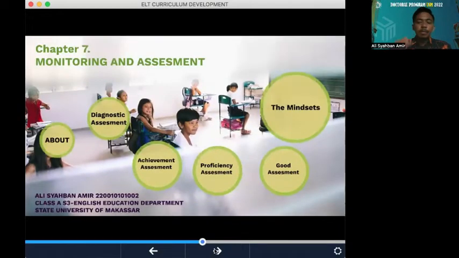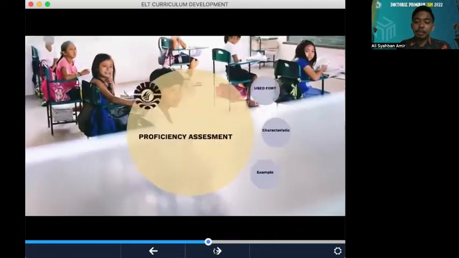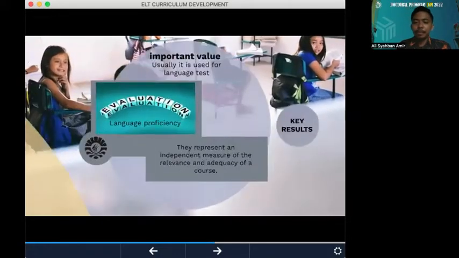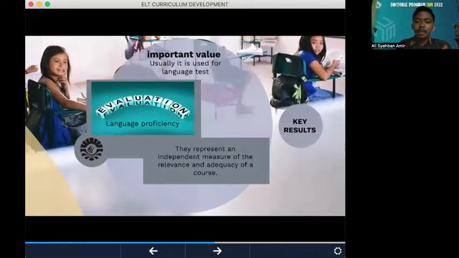So we move to the explanation about proficiency assessment. What is proficiency assessment used for? Usually, proficiency assessment is used for language tests. It becomes an evaluation of language proficiency. They represent an independent measure of the relevance and adequacy of a course.